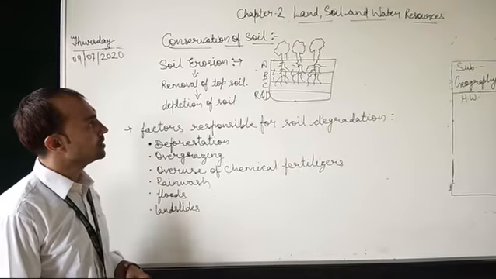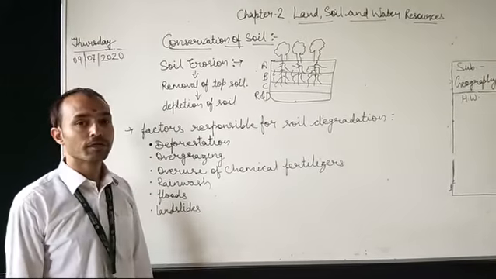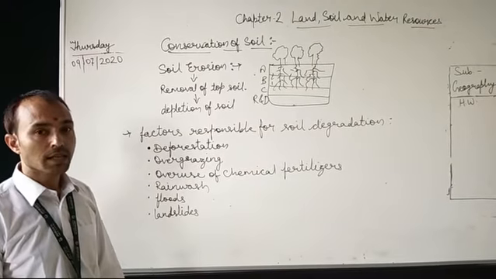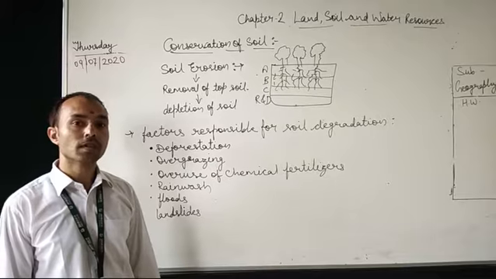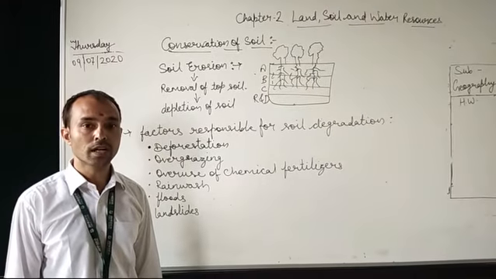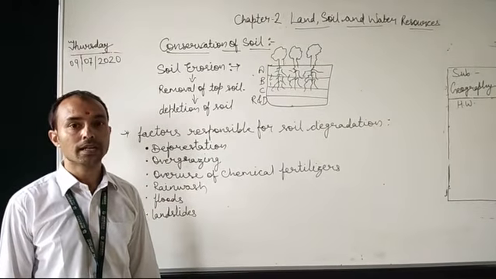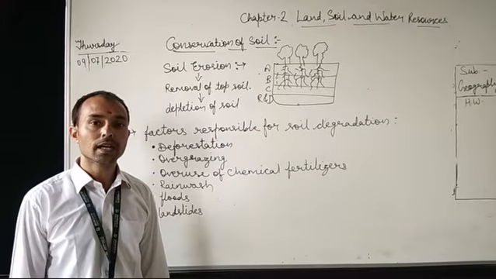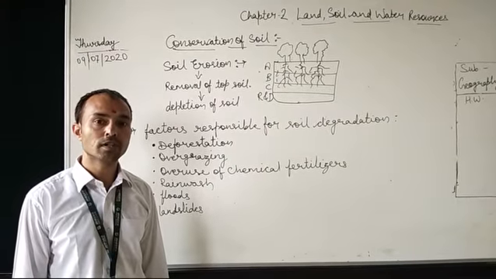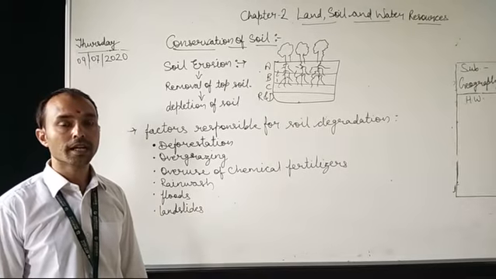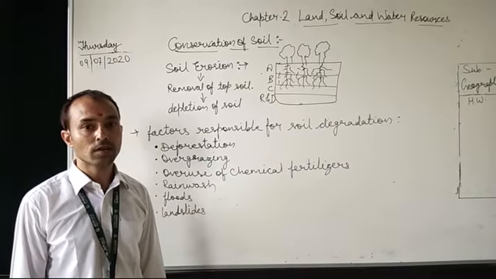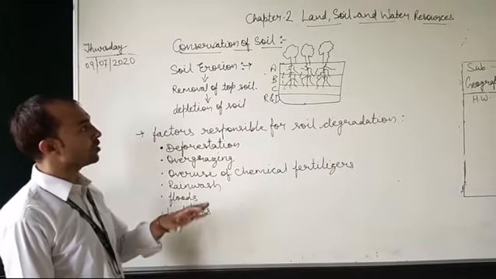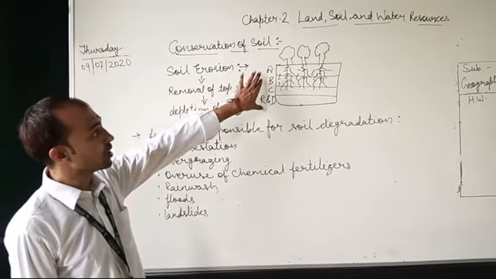We are learning chapter 2 of geography, land, soil and water resources. As in our last session, we have learned soil profile and the different types of soil found in India like black soil, red soil, alluvial soil and laterite, arid and sandy soil, forest soil, etc.